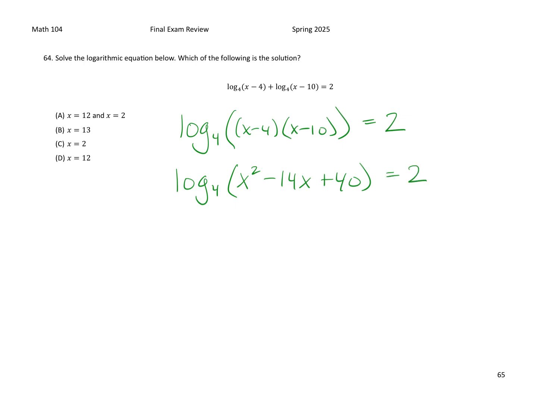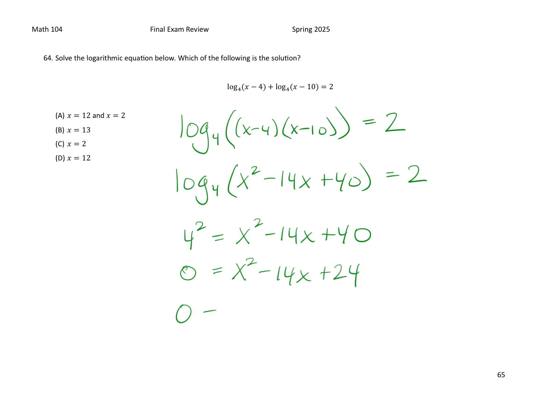Now I can switch this to an exponential equation. So my base is 4, my exponent is 2, and it equals the input of the log. So 4 squared equals x squared minus 14x plus 40. And now I have a quadratic equation to solve. I want one side to be 0. So I have 0 equals x squared minus 14x plus 40 minus 16, which is 24.